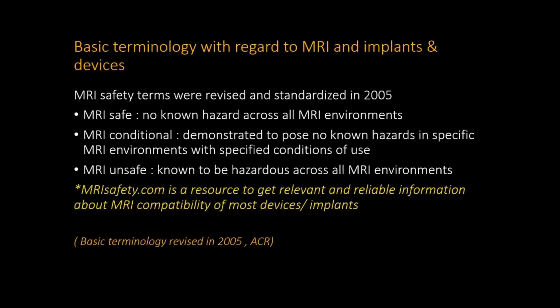Now coming on to the basic terminology with regard to MRI implants and devices. The safety terms have been recently revised in 2005, and we have 3 different categories now. MRI safe or MRI conditional. In these, the devices demonstrate no known hazards to specific MR environments with specific conditions of use. So there are certain devices which can be taken into MRI for specific duration of time and in the specific environment, such as a 1.5 Tesla or a 3 Tesla. So we need to know which of these devices are MRI unsafe or conditional.